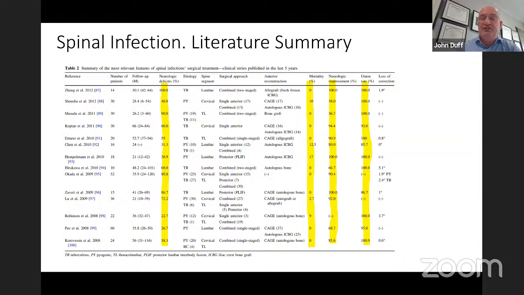And also the fusion rate. So if you look at the last column on the right-hand side, the fusion rate is also successful. So despite the fact that there's an infected field, you can get bony union in the long term in these patients. So if you put all this together, the surgical management of these patients is an effective, or you could even argue a highly effective, means to treat these patients.